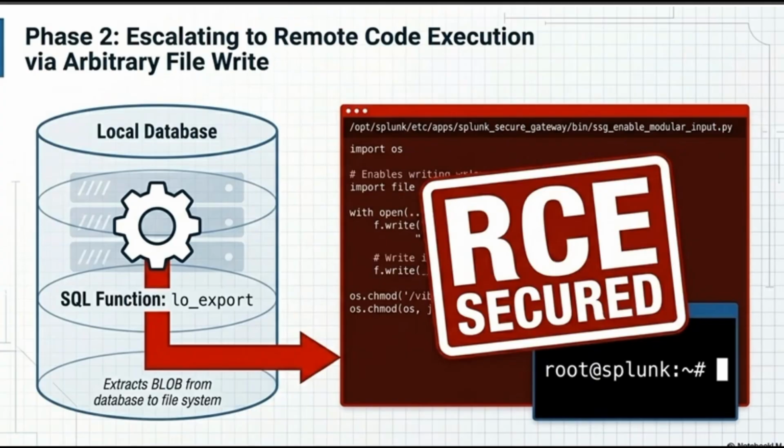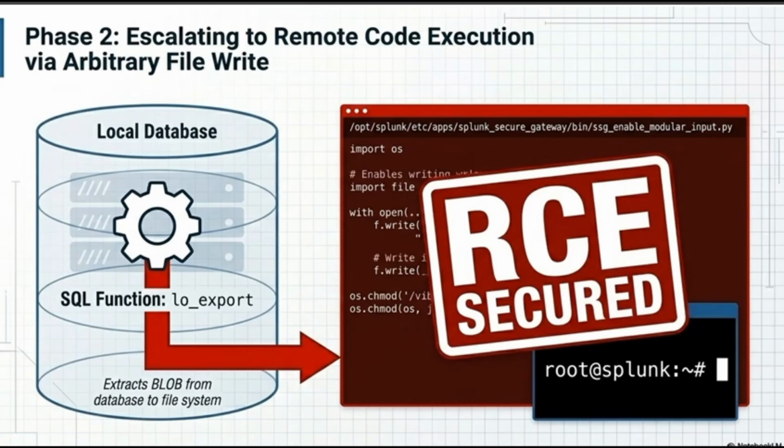Now, phase two: turn a file write into a remote code execution. Remember the load/export, the SQL function that writes database content into a file. The attacker's malicious dump triggers it. Here is exactly what it does. It takes a blob, which is a binary large object stored inside a database, and writes it as a file directly into Splunk's file system. That blob is a malicious Python script.